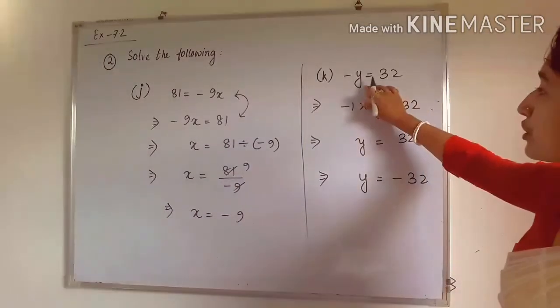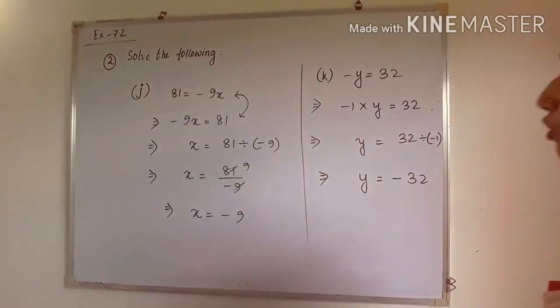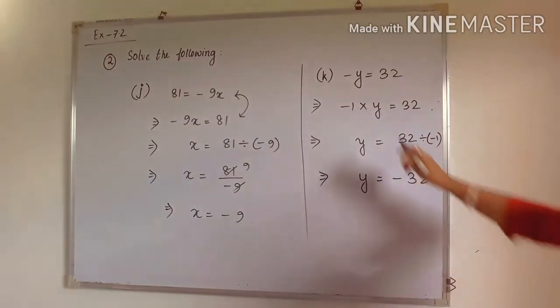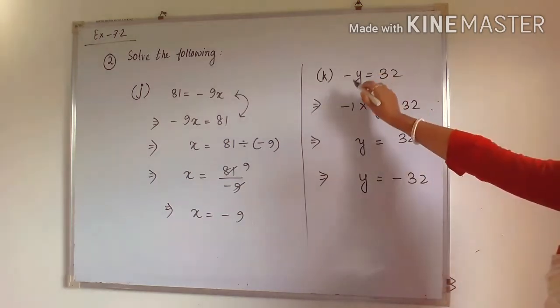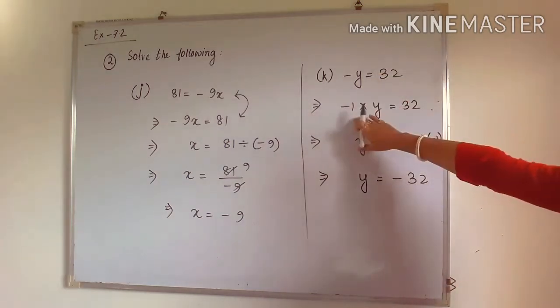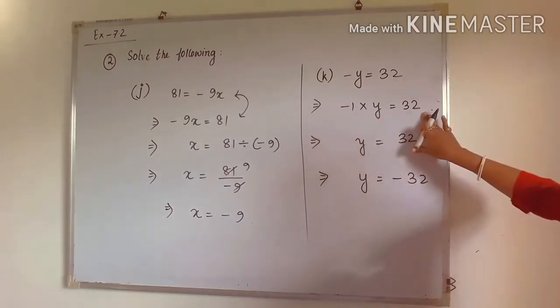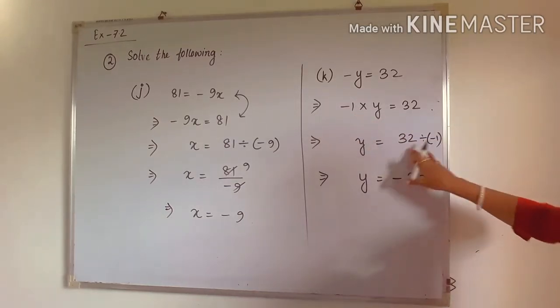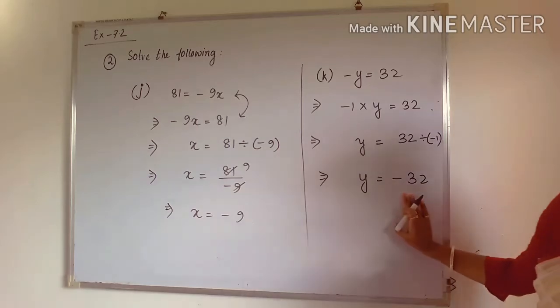Okay, so next come to K number. Here it is given minus y is equal to 32 and we have to find the value of y. So we have to eliminate the minus sign, or you can say you have to remove the minus sign. So the meaning of minus y is minus 1 into y. Okay, so when we transpose minus 1 to that side, it will get divided. So 32 divided by minus 1, and the answer will be what? Minus 32.